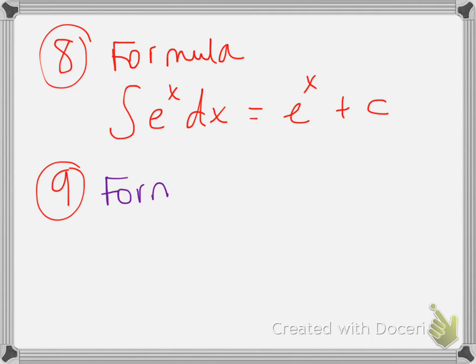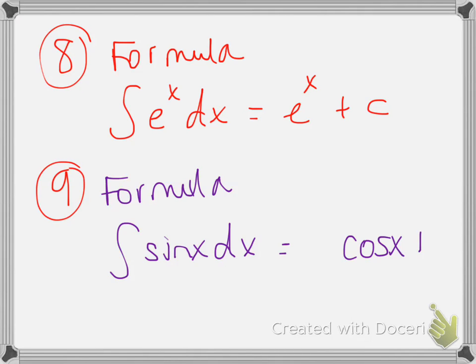Okay, let's talk about sine and cosine. The integral of sine of x, well, we know that the derivative of sine of x is cosine of x. The derivative of cosine of x is negative sine x. So the antiderivative, we know it's a cosine. But we have sine is what we're trying to find, so we've got to put a negative on this. So it's kind of backwards from the way the derivative works.